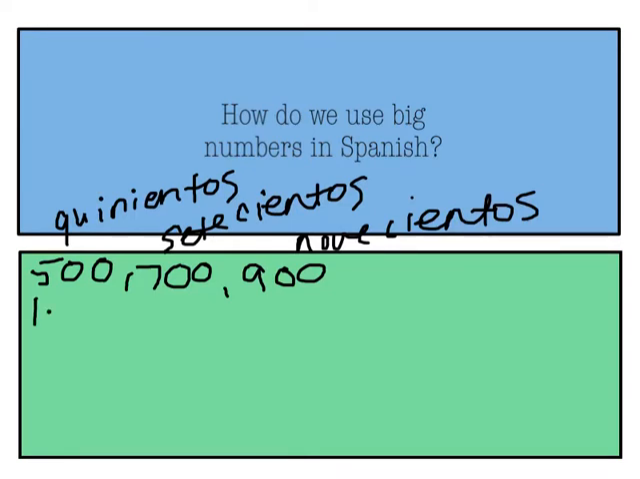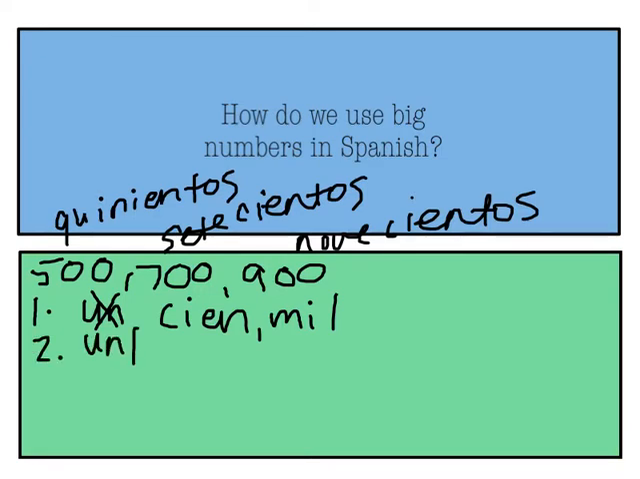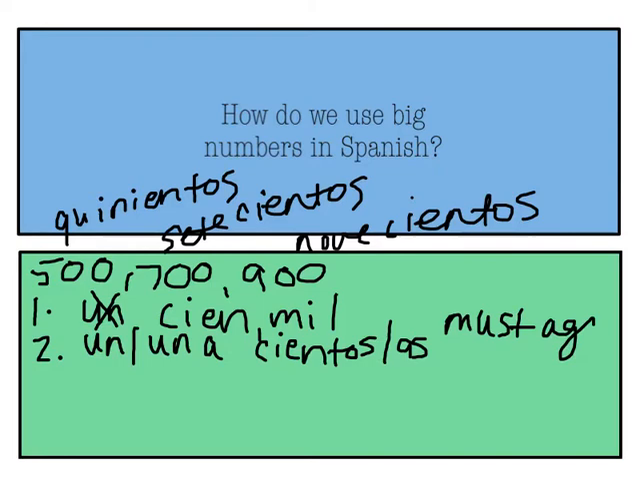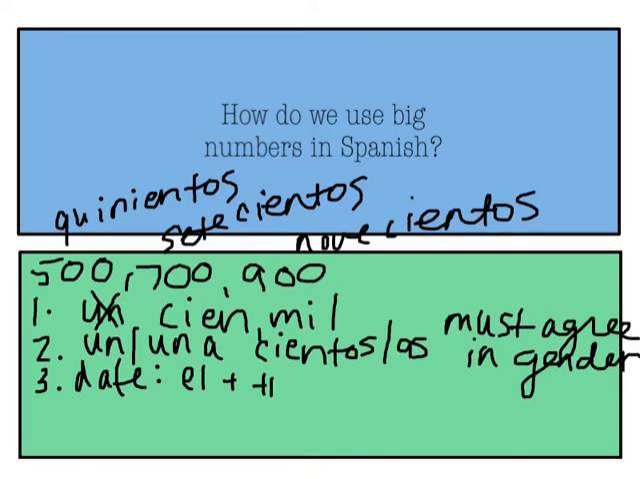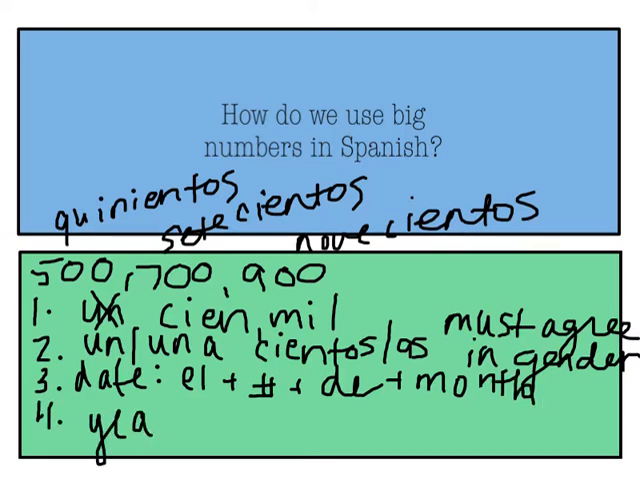I would write down our 4 rules, that we don't use un with 100 or with 1000 in Spanish. Number 2, that un or una and cientos or cientas must agree in gender. Number 3, that to give the date, we use el plus the cardinal number, the ones that we just learned, plus de plus the month. And then number 4, that the year uses complete numbers.